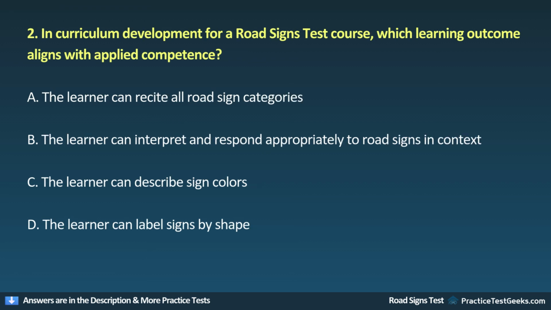2. In curriculum development for a road signs test course, which learning outcome aligns with applied competence? A. The learner can recite all road sign categories. B. The learner can interpret and respond appropriately to road signs in context. C. The learner can describe sign colors. D. The learner can label signs by shape.